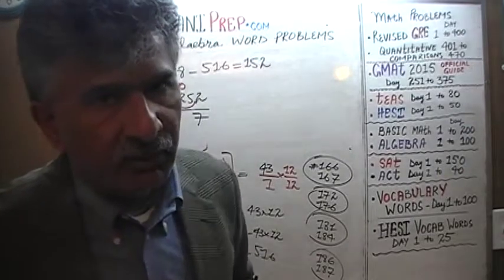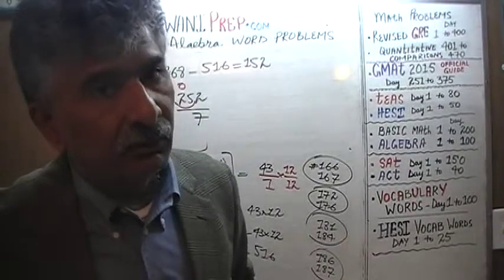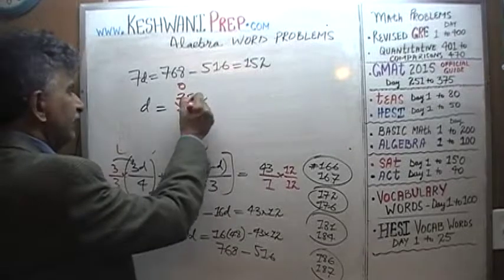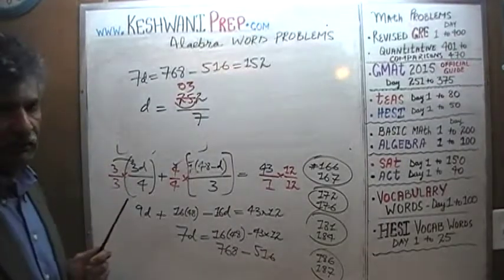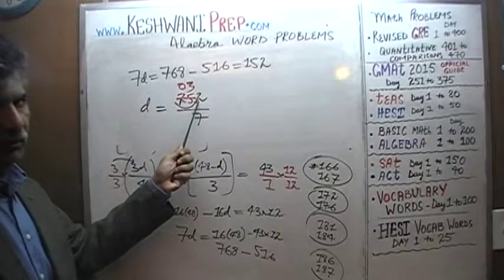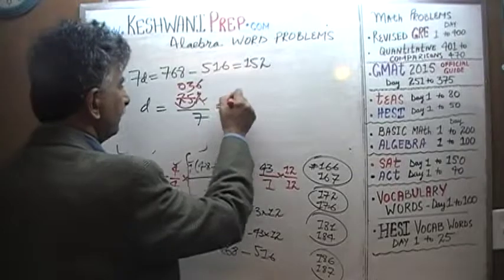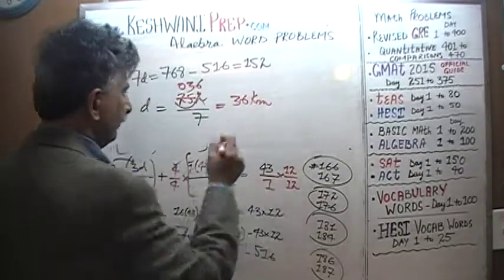How many 7s does 25 have? 25 has 3 7s. 3 7s are 21. The remaining 4 from the 25 goes and joins the 2 and becomes 42. And 42 has 6 7s. Voila. He must have traveled 36 kilometers.